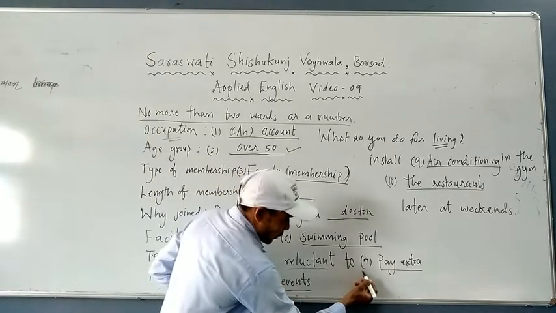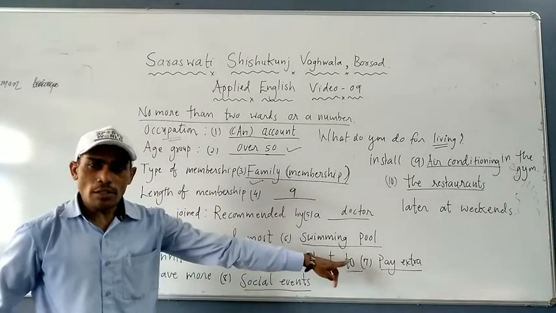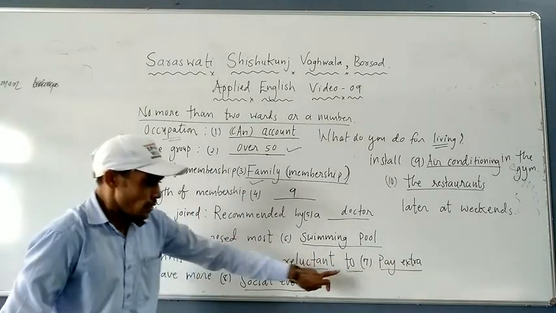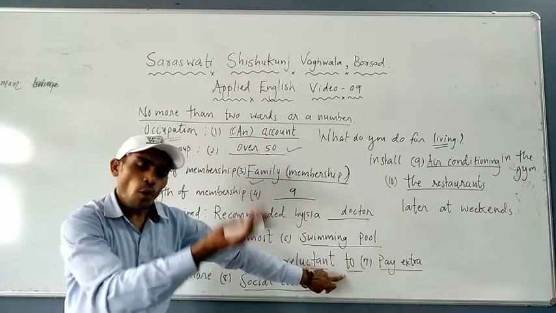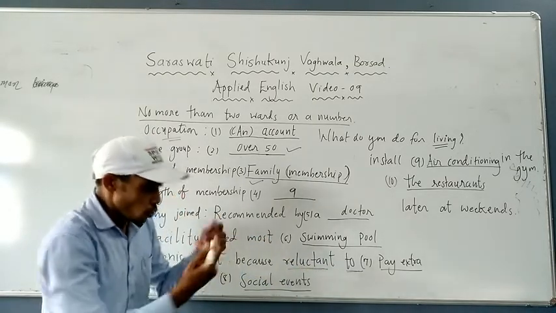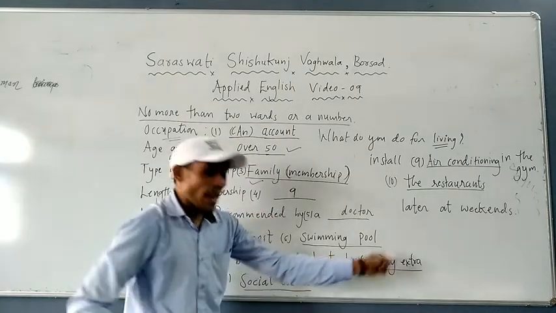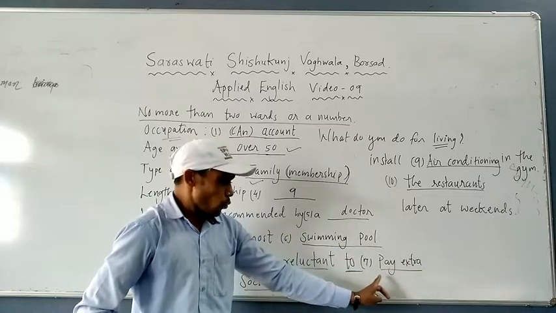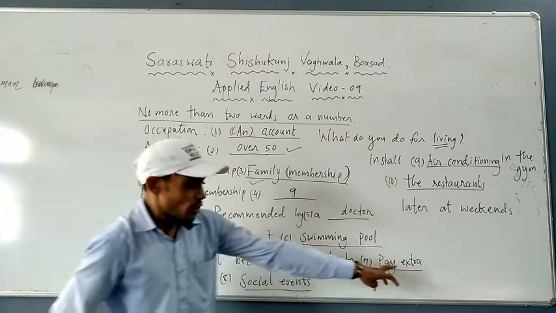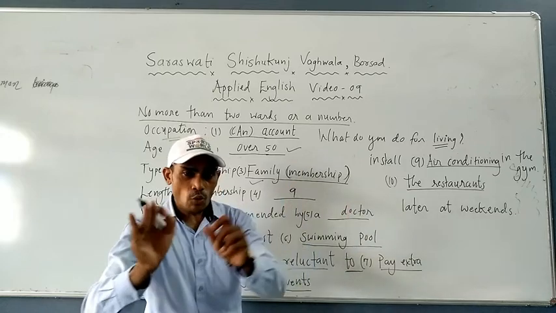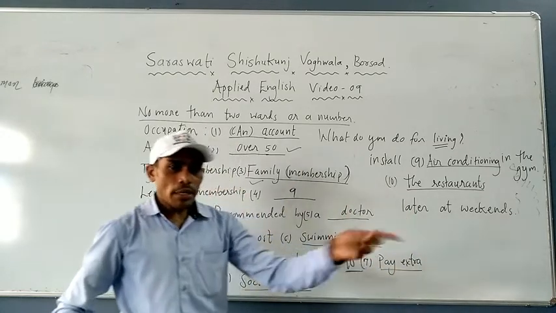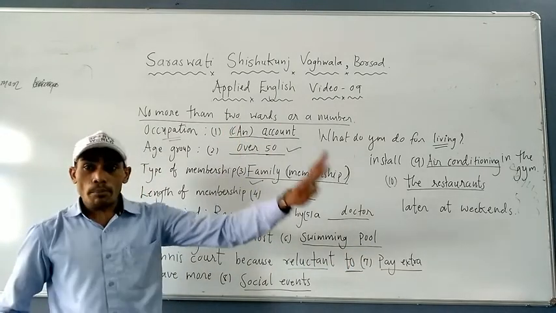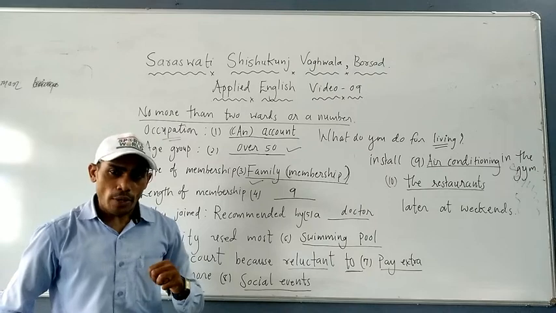Tennis court because reluctant to pay extra money. Always keep in mind, if it is an infinitive, there is a main verb. So grammar also plays a role in listening. It is to, and after to what comes? After to comes the main verb. So your answer is pay extra. What? Extra money. But you don't have to write the word money. You need to write only pay extra. Why? Because when you write the word money, your answer becomes 3 words. And are you going to write 3 words? No. Why?